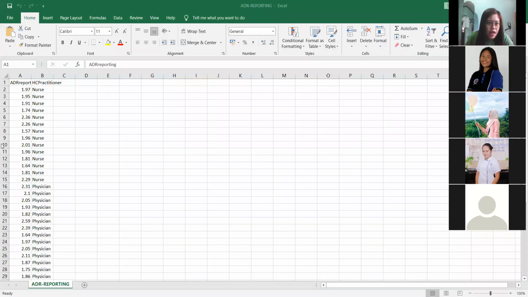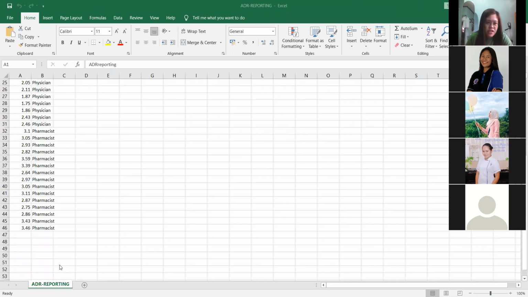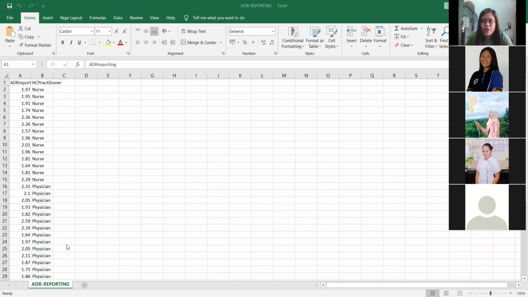Ayan. Pwede siya ingani na pagka-input sa Excel. So we have the ADR reporting, ilahang level of attitude, and there is a pikas na column, we have the healthcare practitioner. So, iisa tanang nurse, iisa tanang physician, and then we have the pharmacist. So, sa inyong result, pwede na siya ang positive control, negative control, tas kani ang treatment na group.